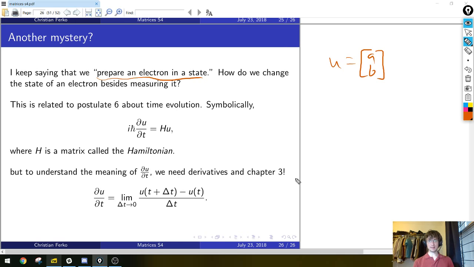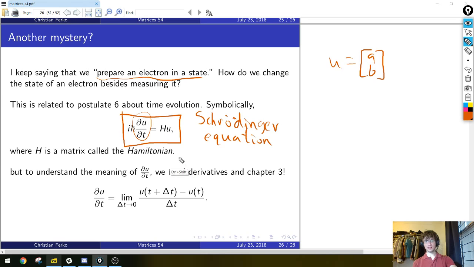So I'll say slightly more about it. More quantitatively, postulate 6 is the Schrödinger equation, which is this equation here. This is telling you that the way a state vector u changes in time, which is encoded by this weird d/dt symbol on the left, is described by a particular matrix H called the Hamiltonian acting on u. So the way u changes in time is described by a matrix acting on u.